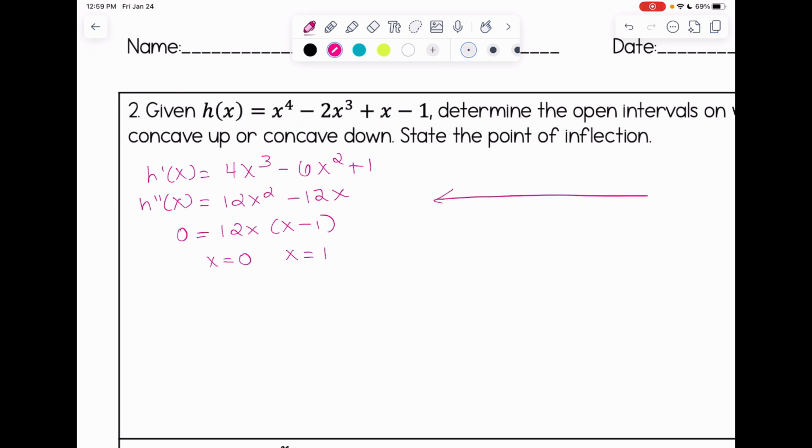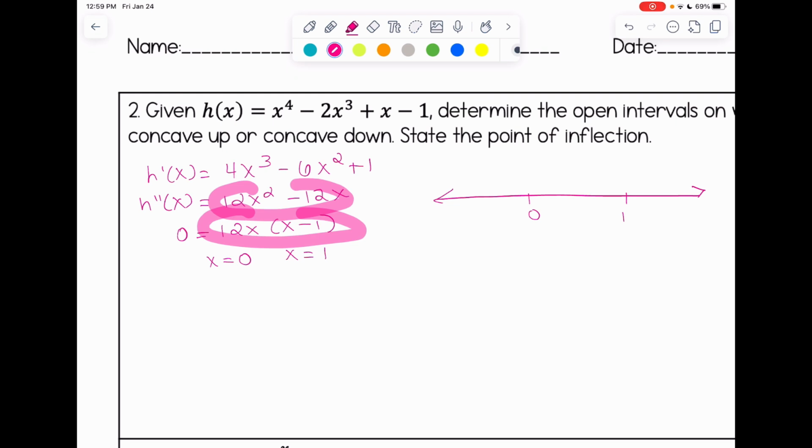We're going to make our number line, use 0 and 1 as breakers, and we are going to now plug test values into the second derivative. So you're plugging into one of these two options here. Sometimes it is easier to plug into the factored version, especially if you're working without a calculator, but either of them will do the trick.